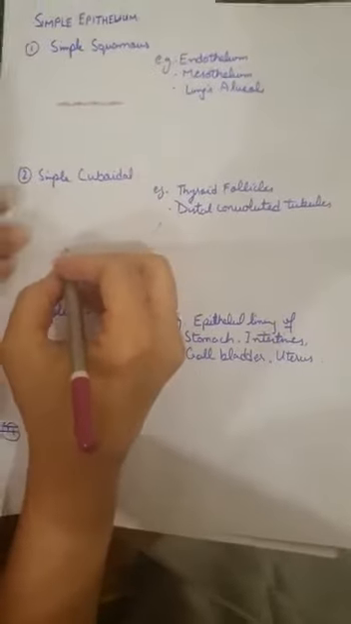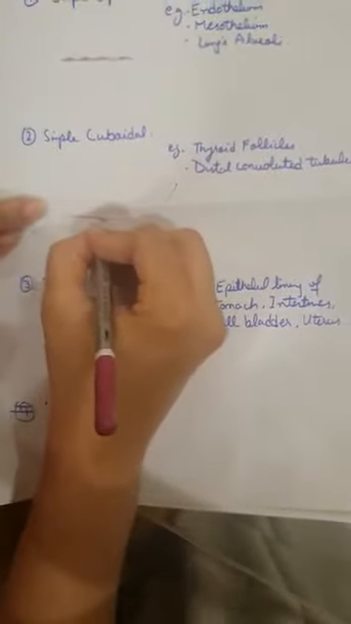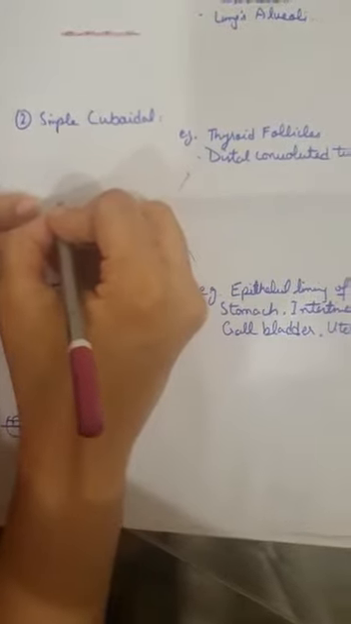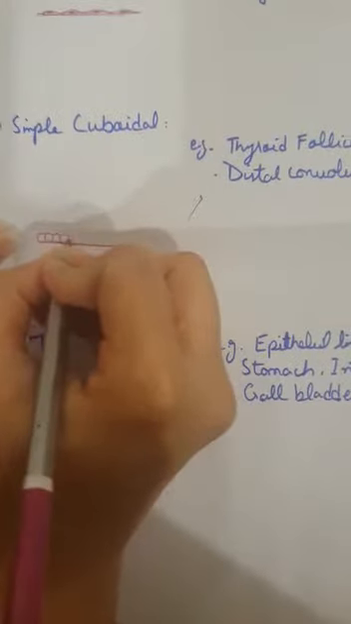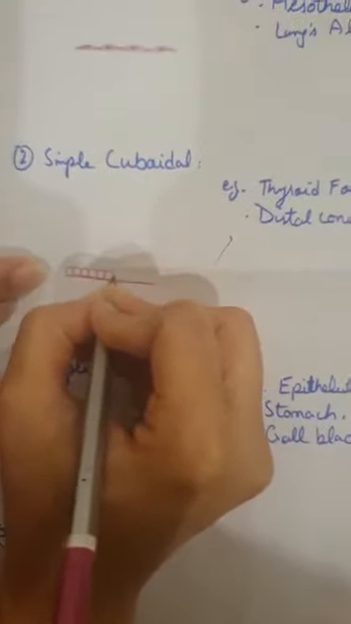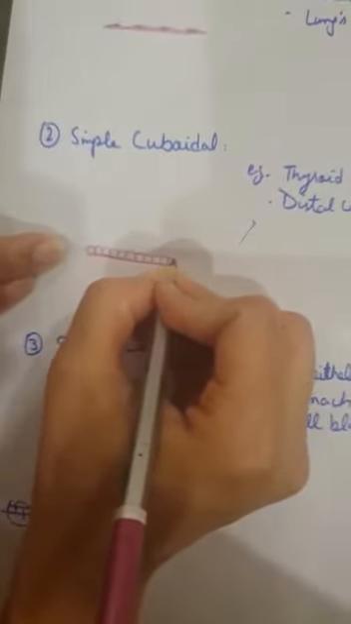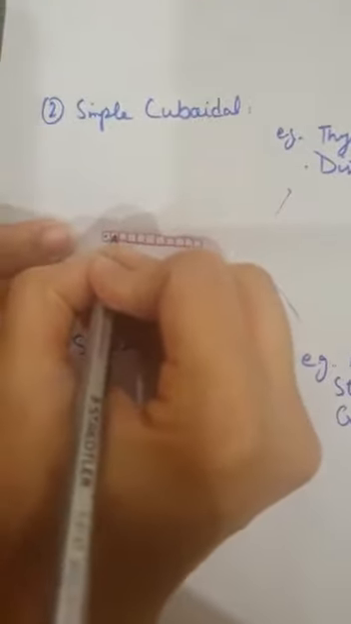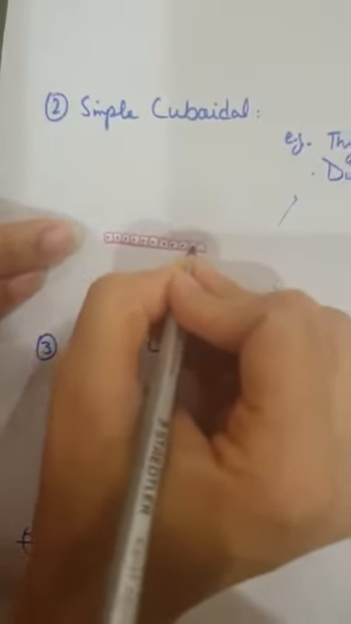Now coming to the simple cuboidal epithelium, how do we draw it? In the simple cuboidal epithelium, this is the basement membrane, and the cells are cuboidal in shape, as the name indicates. So we will make the cuboidal cells. These are the cuboidal cells lying side by side on a single layer of basement membrane, and they have rounded nuclei. Here you can see the central rounded nucleus. All of them will have a single rounded nucleus. Here I am drawing the cytoplasm in it.